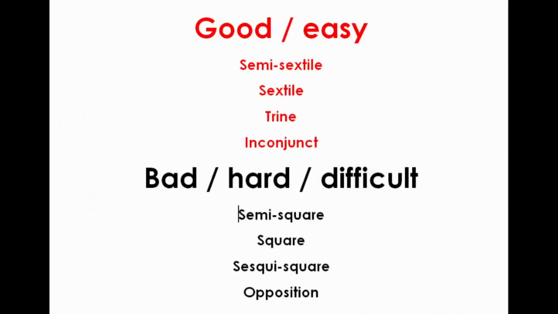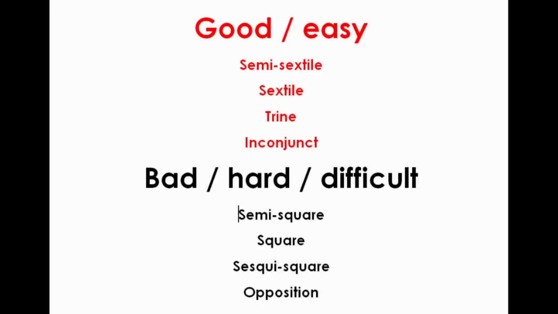Astrologers divide aspects basically into 2 categories. Good and easy ones: semisextile, sextile, trine, inconjunct; and bad or hard or difficult ones: semi-square, square, sesqui-square, and opposition.